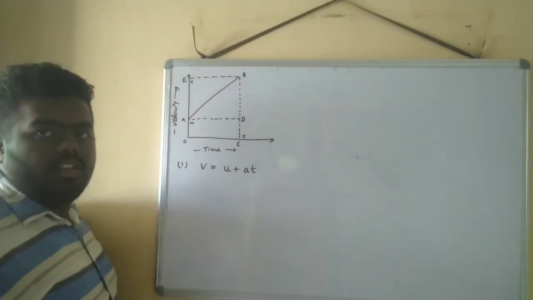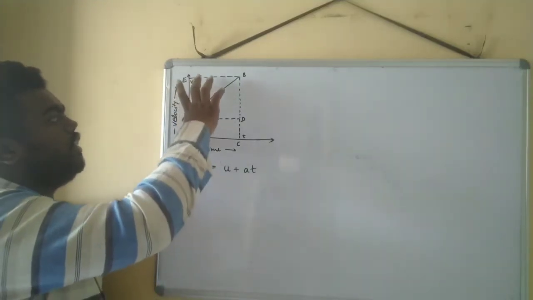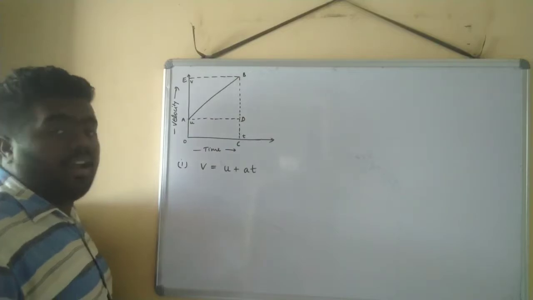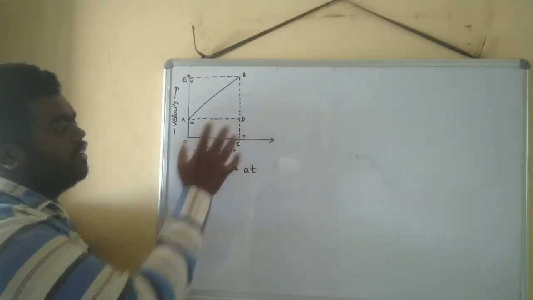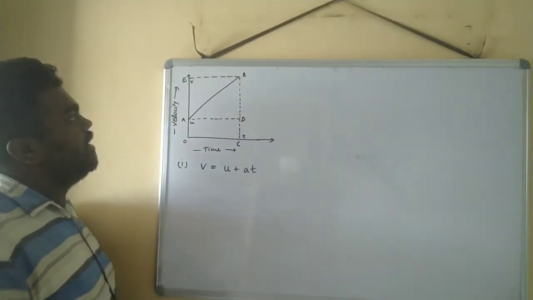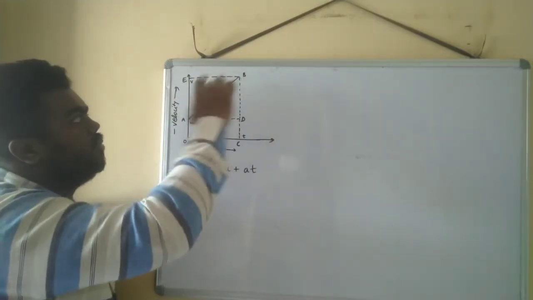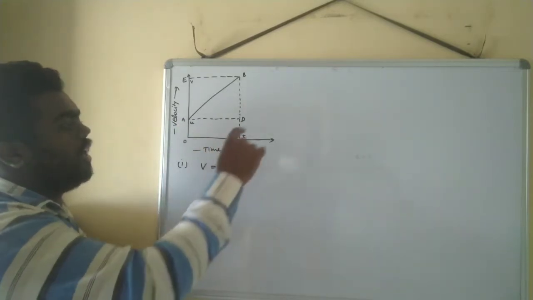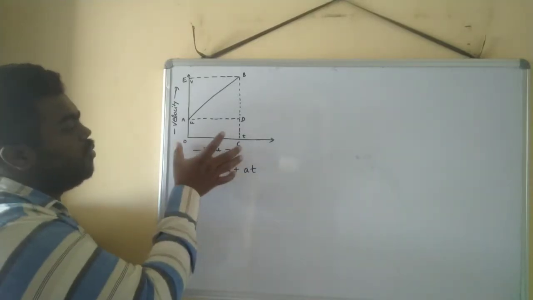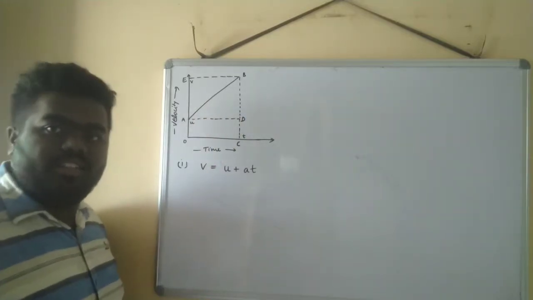Fine. Initial velocity is U. This distance OA is U. This distance OE is V. And the time taken for reaching the final velocity is T. This distance OC is actually T. Now this distance OE is V, that means BC will also be V. This OA is U, that means CD will also be U. And this time OC is time T, that means AD will also be equal to T. These things have to be remembered.